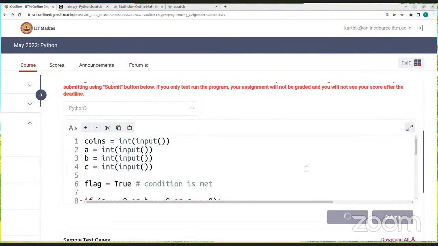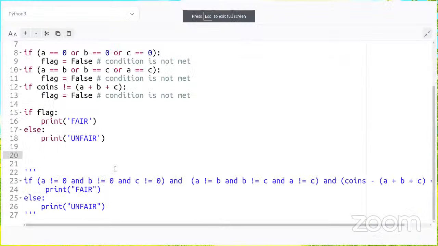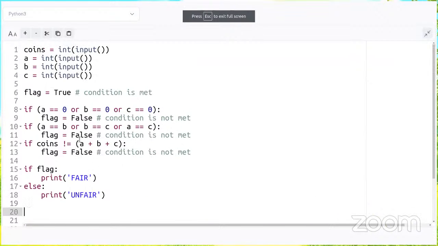Sir, the a plus b plus c that we kept in brackets, so we don't need to define any variable with that, or it will directly take the values. Sorry, I didn't get the question. Sir, you wrote on the 12th line coins not equal to a plus b plus c, so that will automatically take the a plus b plus c value, right? Or do we need to define a variable there? No. It will evaluate it. So you don't need a separate variable. Yeah. See. Very nice.